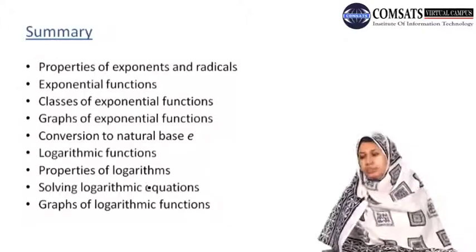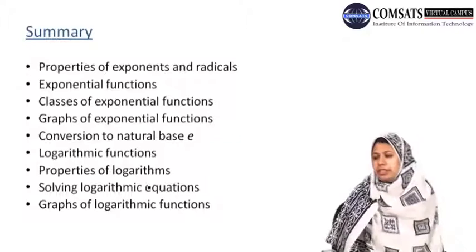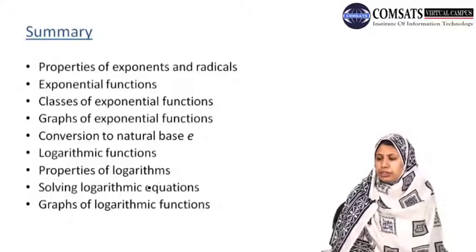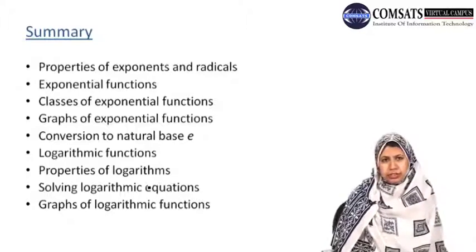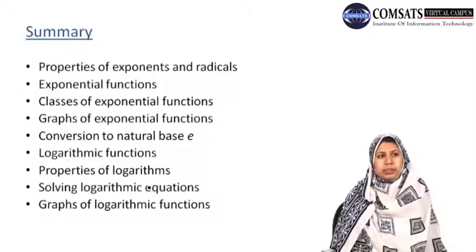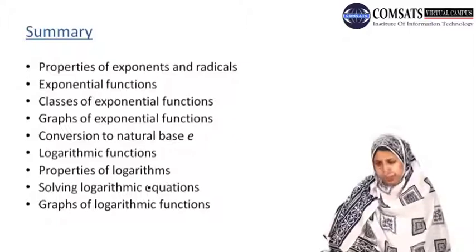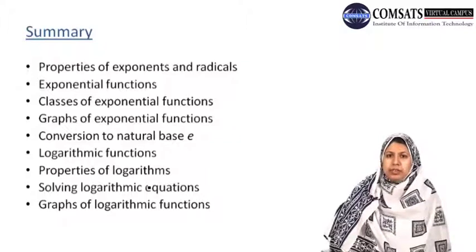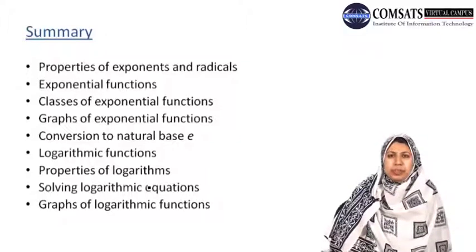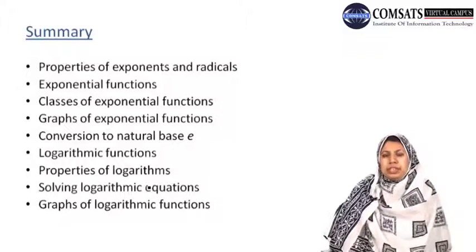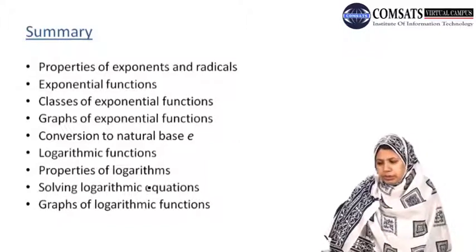What we have studied in this lecture so far: we have studied the properties of exponents and radicals, then we have studied the exponential functions and the classes of exponential functions. That is, the particular case is when the base b is equal to the irrational number e. We have also studied the graphs of exponential functions when the base b is greater than 1 or when the base strictly lies between 0 and 1. If we are given an exponential function in any base, we can easily convert it to the base e, and we have also seen it in our examples.